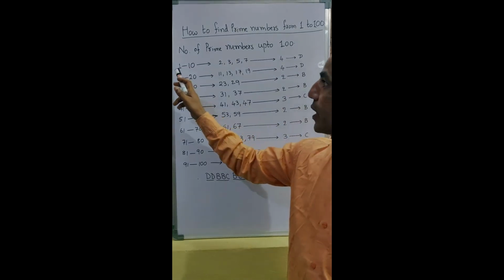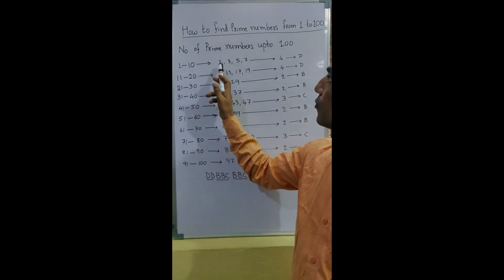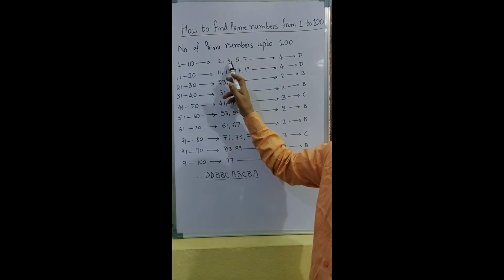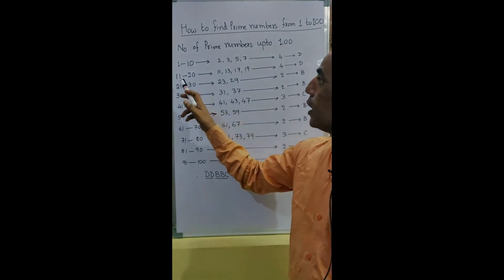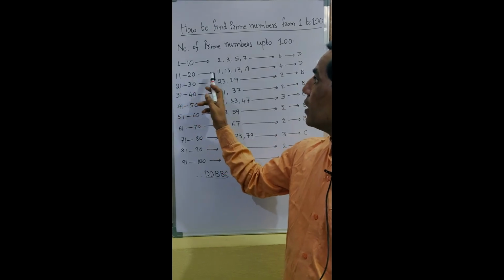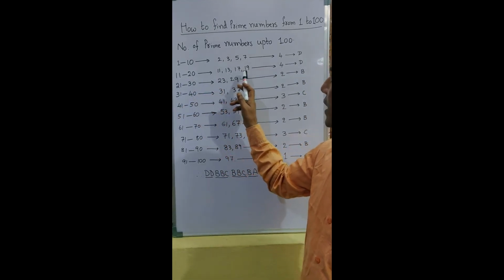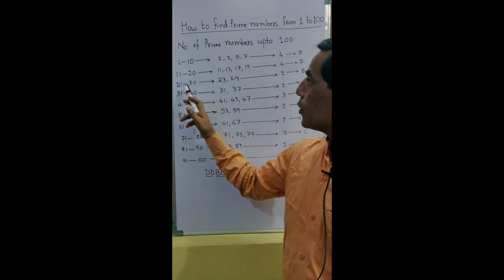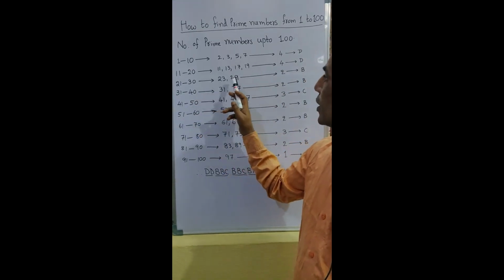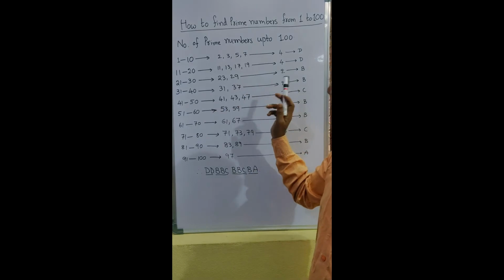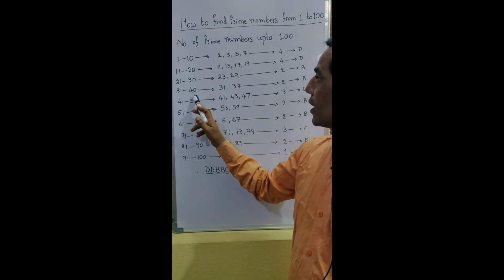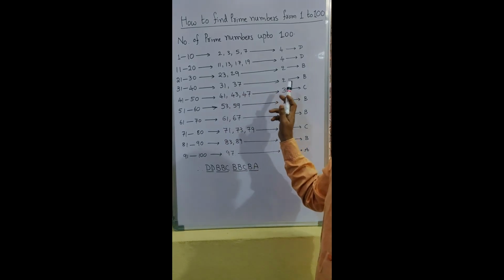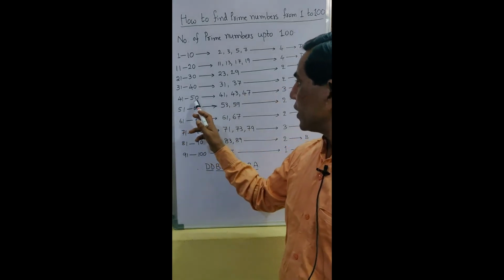First of all, I am taking 1 to 10. There are 4 prime numbers: 2, 3, 5, 7. Total 4 prime numbers. Next, 11 to 20: 11, 13, 17, 19. These are also 4 prime numbers. 21 to 30: 23, 29. Only 2 prime numbers. 31 to 40: 31 and 37. Only 2.